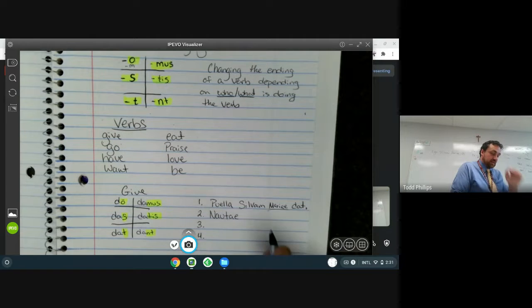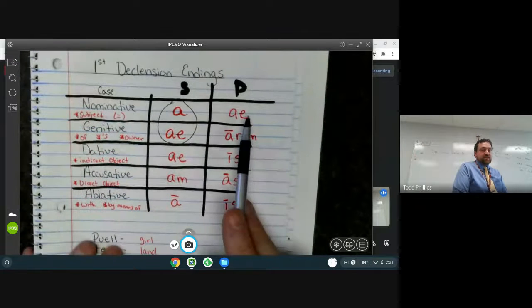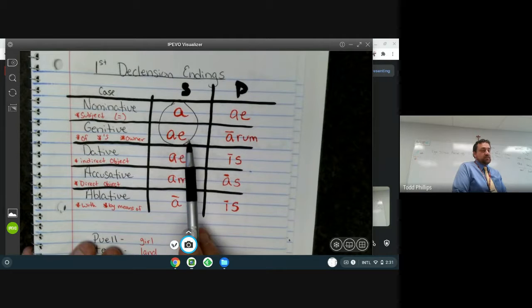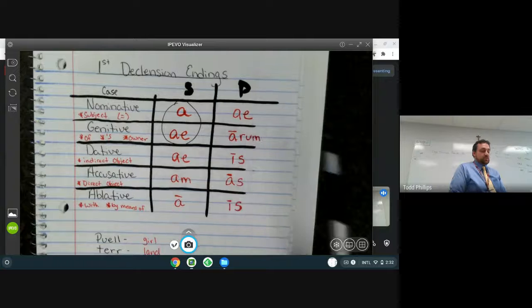Here's another one. Nautai. Now, nautai can mean a lot of different things. Nautai could mean sailors, plural. It could mean of the sailor, singular. Or it could be something given to a sailor or something done for a sailor. Here I'm meaning it to be sailors, plural.